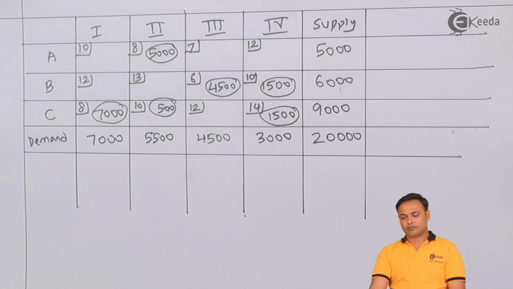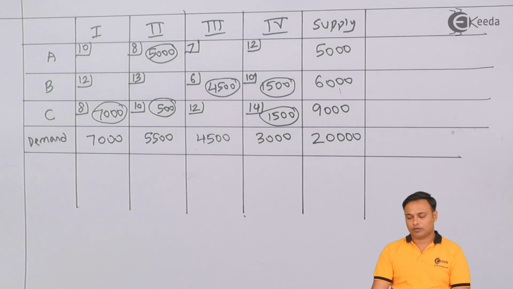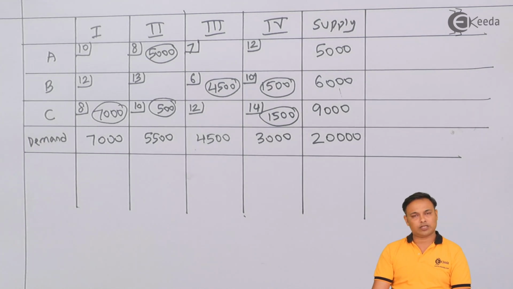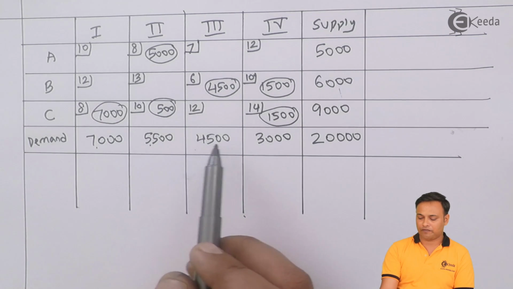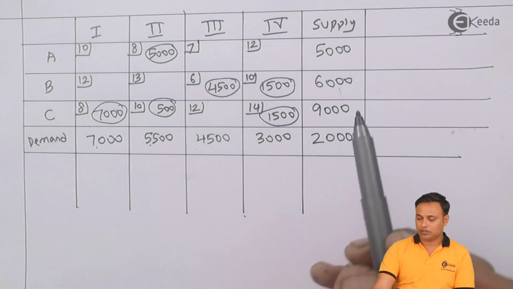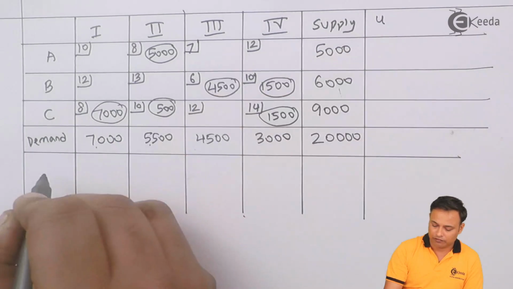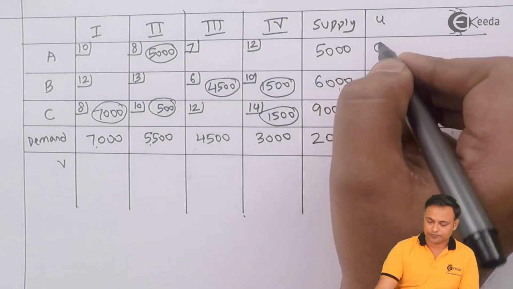This was given in the problem, and now the actual problem starts where we have to test the optimality of the solution. Since the allocation has already been given in the question, most probably the problem will be balanced. In this case 7, 5.5, 4.5 and 3,000 comes to 20,000. 5, 6 and 9 it comes to 20,000. So the problem is balanced. Now let's find out U and V values for the table. So we'll introduce a 0 here.